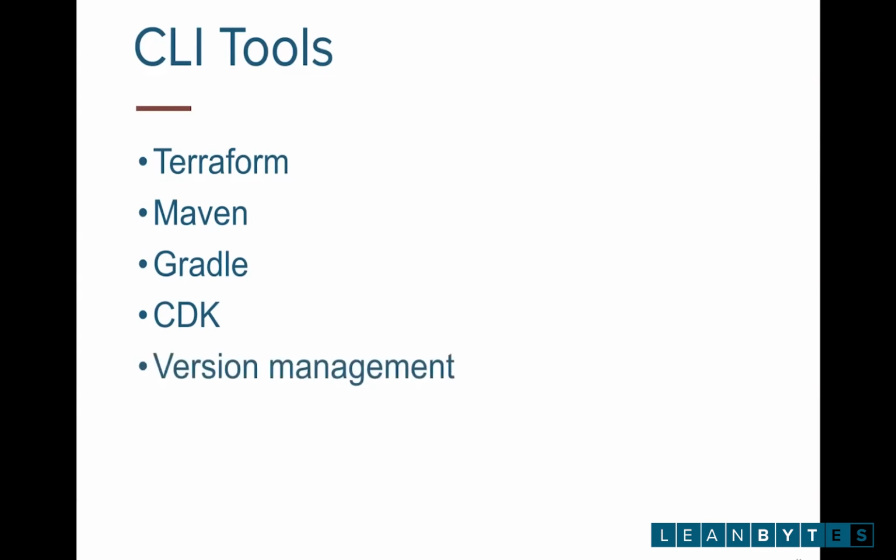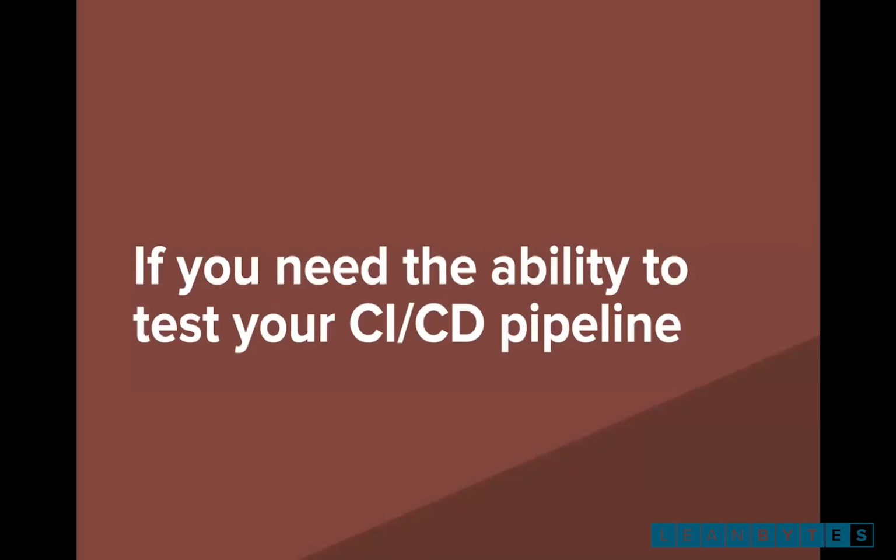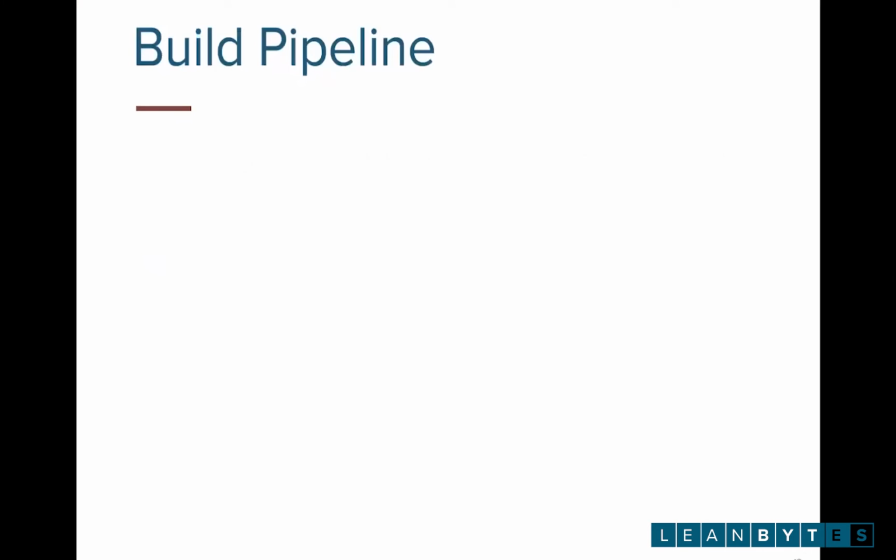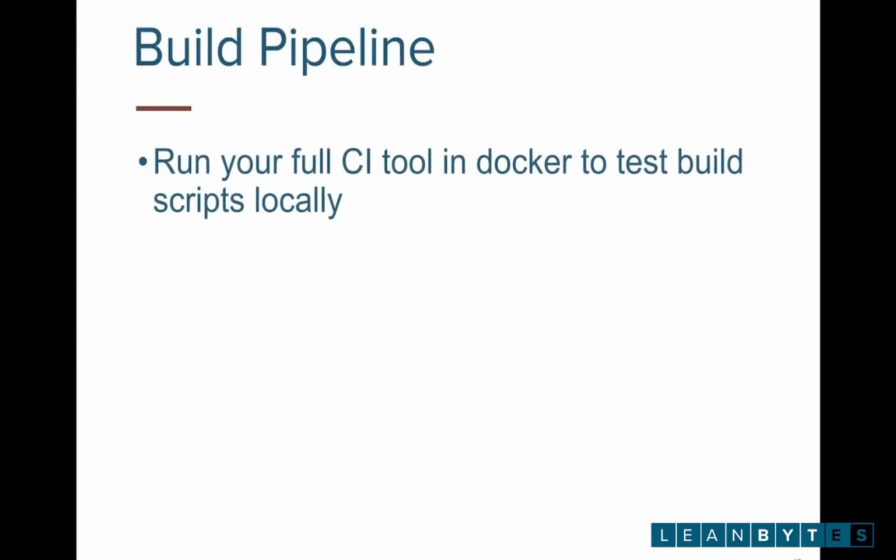Mm-hmm. Okay, so if you need the ability to test your CI/CD pipeline, you might need Docker, right? So running your full CI tools in Docker to kind of test any scripts that you've built or generated is just hugely beneficial. So one of the problems I've run into on teams is we've gone ahead and they've got like a Jenkins instance, Circle CI, GitLab, whatever your flavor is of infrastructure, and you write these scripts. Like with Jenkins, you can create a Jenkins file. GitLab uses a YAML file. GitHub Actions, they use YAML files, right?